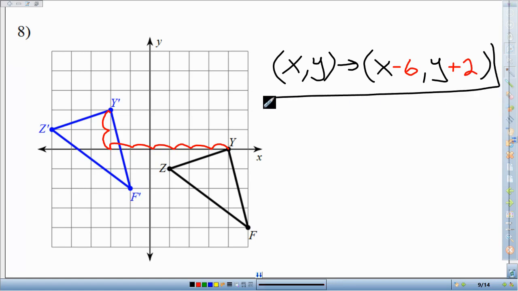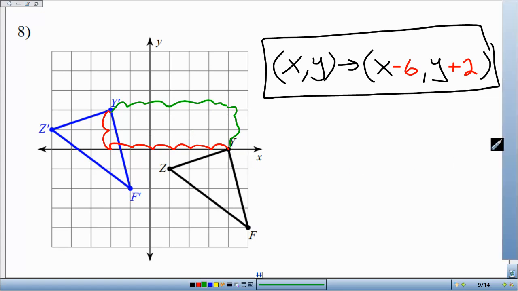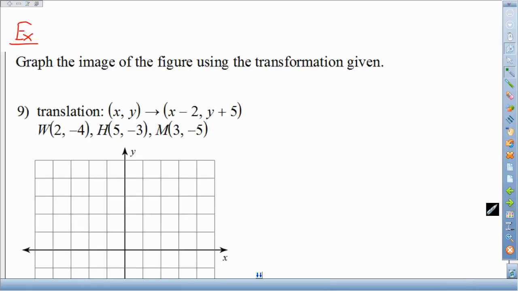That's my rule. If you did x plus 6 and y minus 2, you did the opposite. You went from the image to the original. Just always check to make sure. If it's not color coded, that's why these little symbols are so important. That's how I know this is the image and this is the original. So that's what you're really looking for.